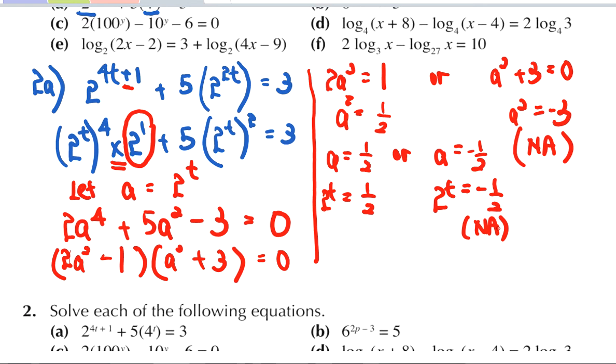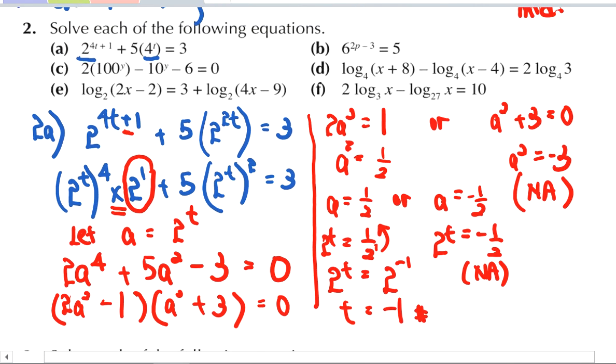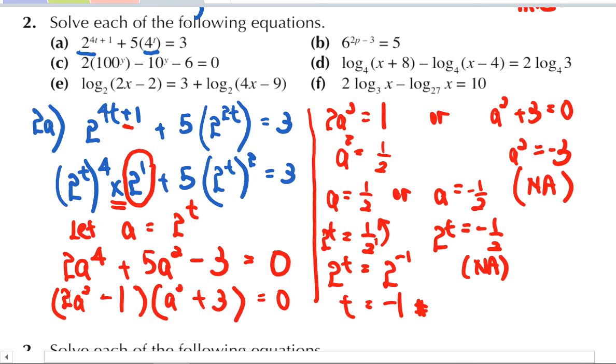Aravind? Half can be written as 1 over 2. Bring the 2 up, becomes 2 to the power of -1. So t will give us -1. Alright? That goes our first question. Alright? This is substitution method.